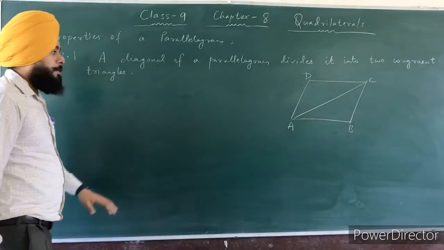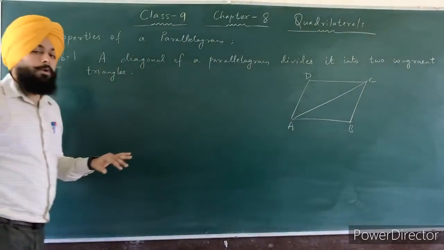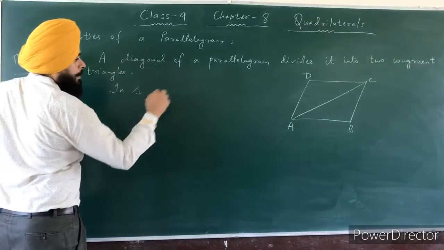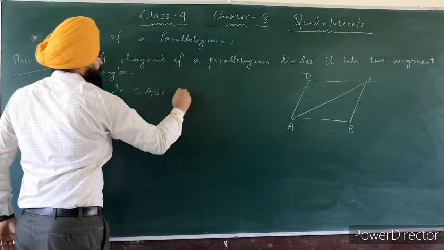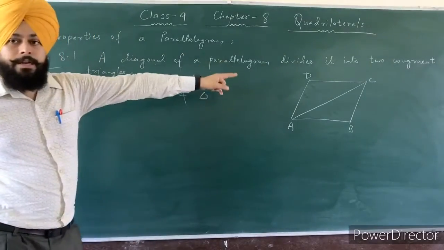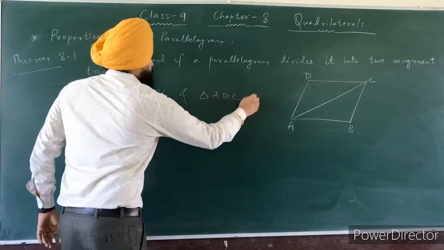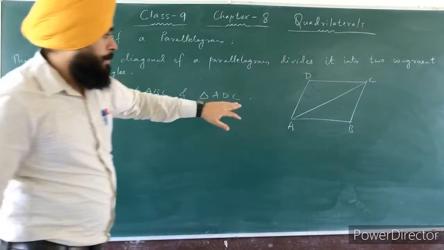Now we can prove these two triangles congruent. First you can write the name of the triangle: triangle ABC and the name of the second triangle is triangle ADC. So in triangle ABC and triangle ADC, which is the first part which is equal?